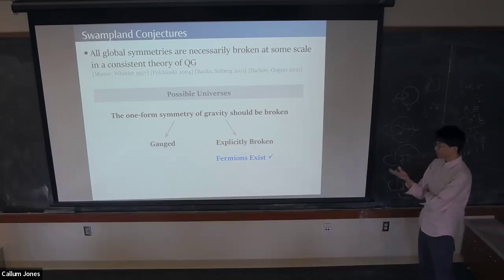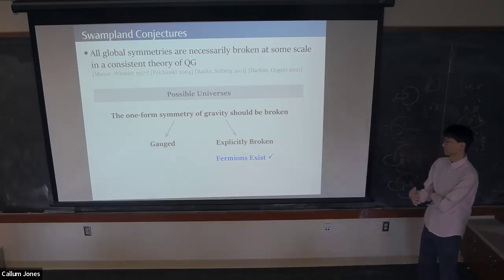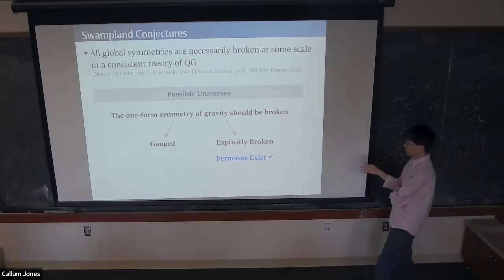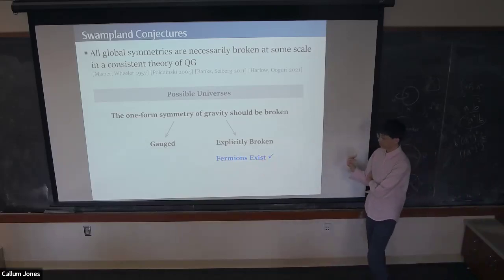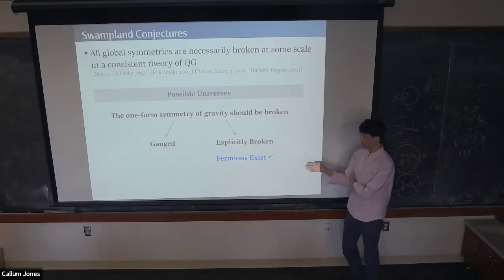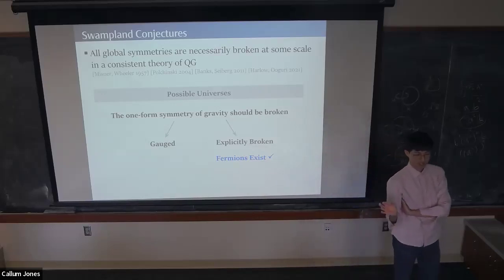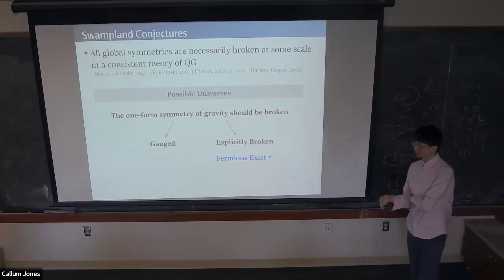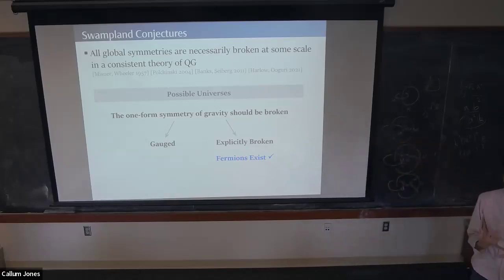According to our proposal, there is a one-form symmetry in dynamical gravity. And according to the Swampland conjecture, we know that it has to be broken. So it could be either gauged or explicitly broken by spinning matter. And we realize that our universe follows this scenario, where fermions exist. Another possible universe might be one with a gauged one-form symmetry in gravity, and it would be worth exploring that option in the future.